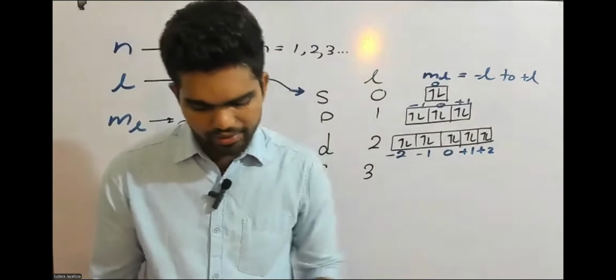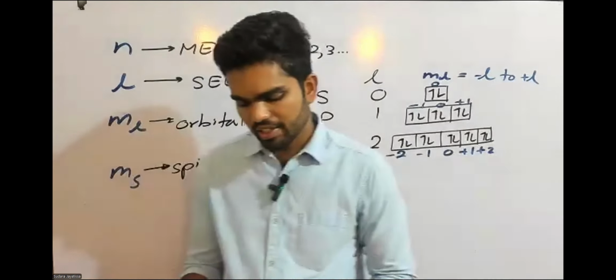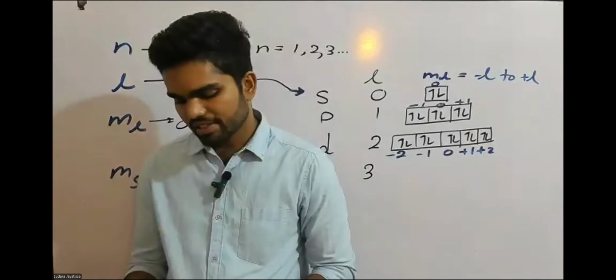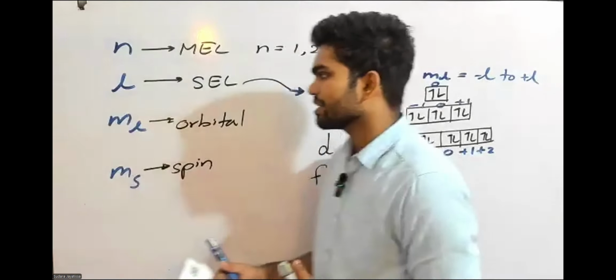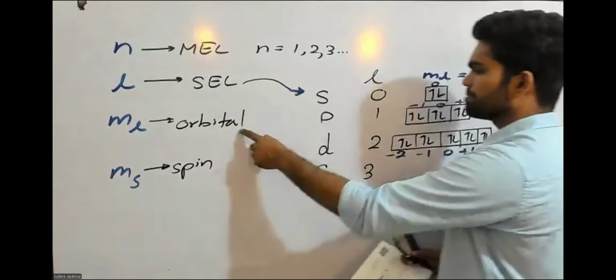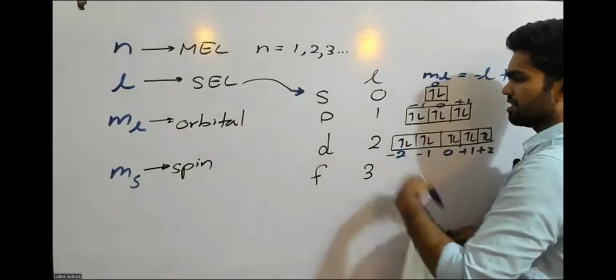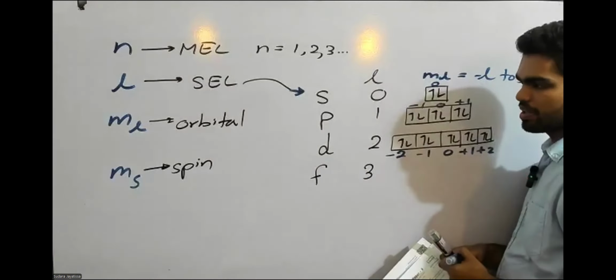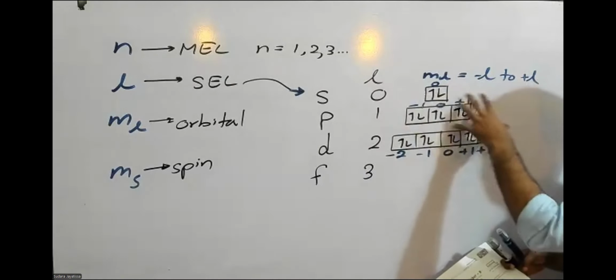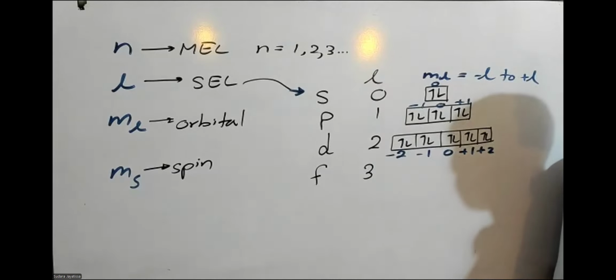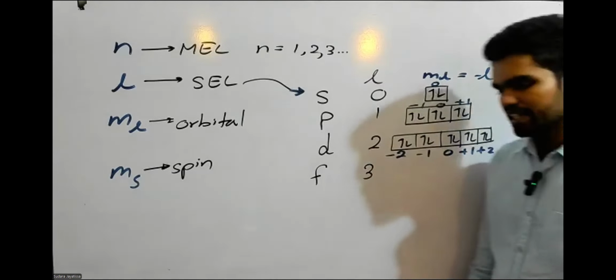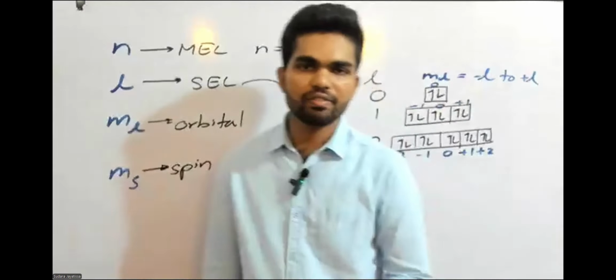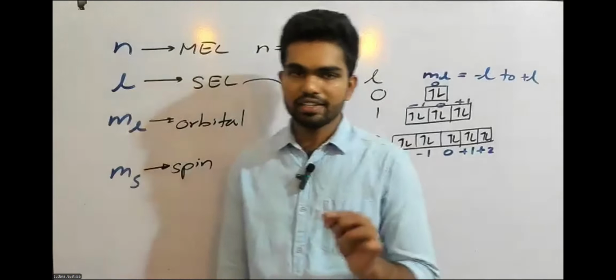Okay, now look at the first statement. Magnetic quantum number ml represents the orbitals. That is actually true. It represents the orbitals in a given sub energy level.